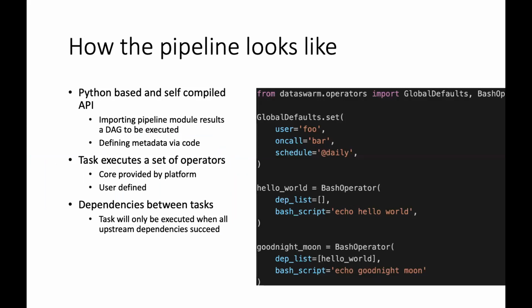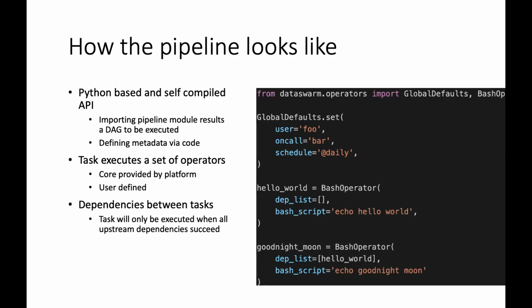So next, how the pipeline looks. I gave you a very simple example here. You can see this is Python based, and the pipeline itself is a self-compiled API. Here you define some global metadata for your pipeline. You can say, I'm the owner of this pipeline, who is on call, which team is on call, and what the schedule is. Schedule is pretty much a constraint. Daily here is a shortcut for the constraint that runs at midnight every day.